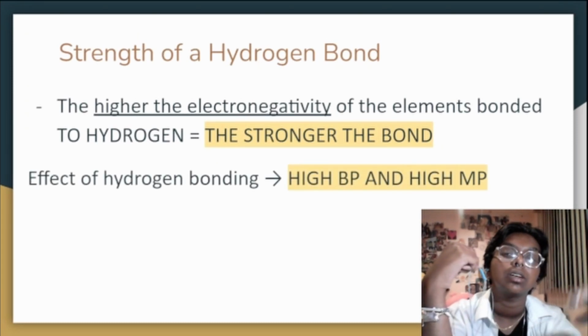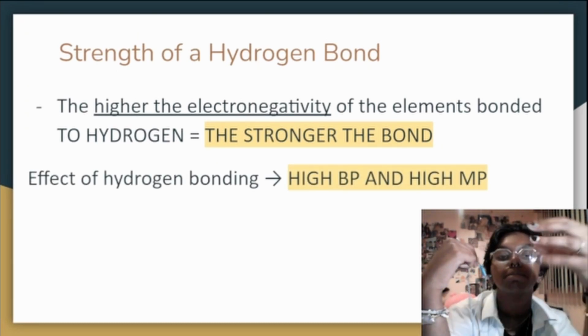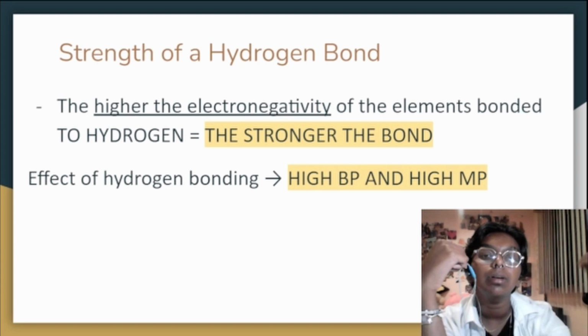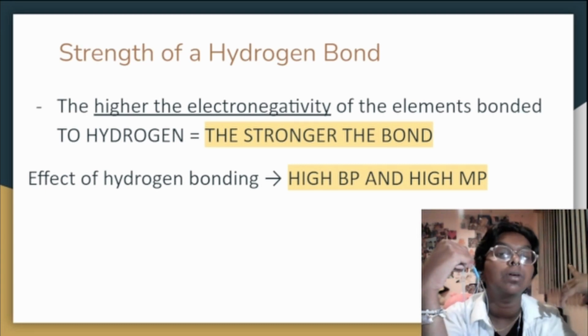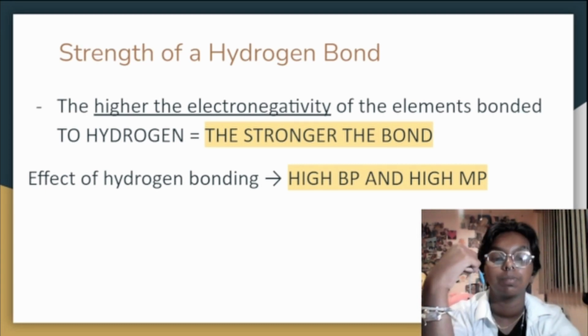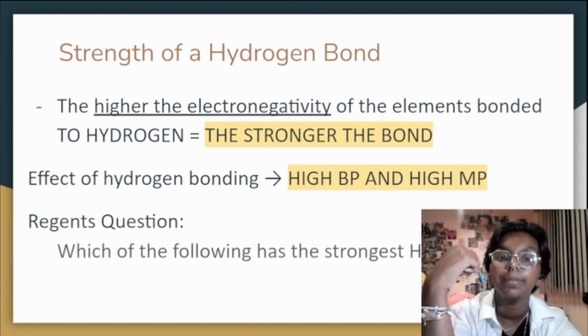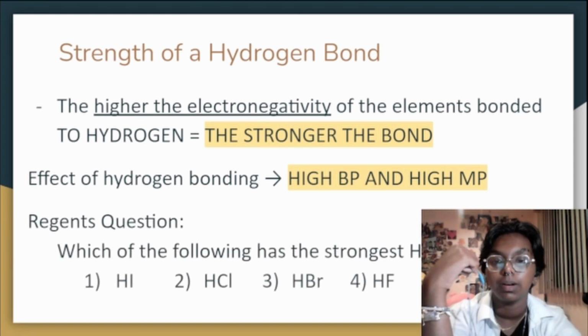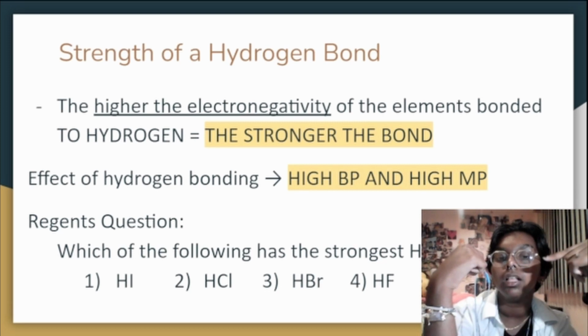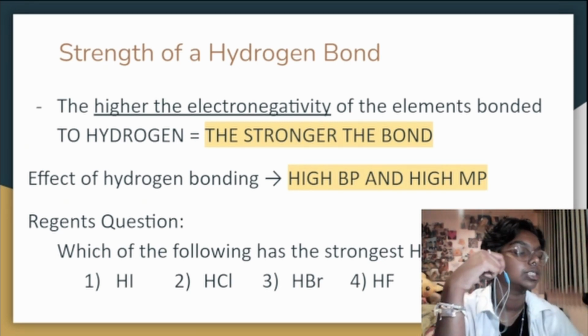Right? So what happens with hydrogen bonding? They will have a high boiling point and a high melting point when there's a hydrogen bond. Regents question: which of the following has the strongest hydrogen bonds? HI, HCl, HBr, or HF? I shall wait.